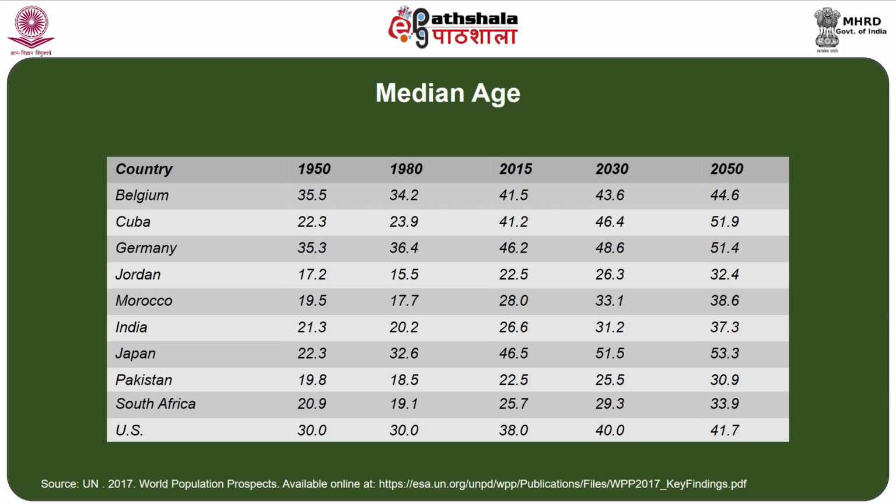The median age for India is as close to Cuba's, to the extent of 21 and 22 years in 1950, while it has increased considerably for Cuba to 41.2 years. In the case of India, it was only 26.6 years in 2015, and the projections for both these countries by 2030 indicate that the median age is going to be as high as 46.4 years for Cuba, while for India it is going to be only 31.2 years.